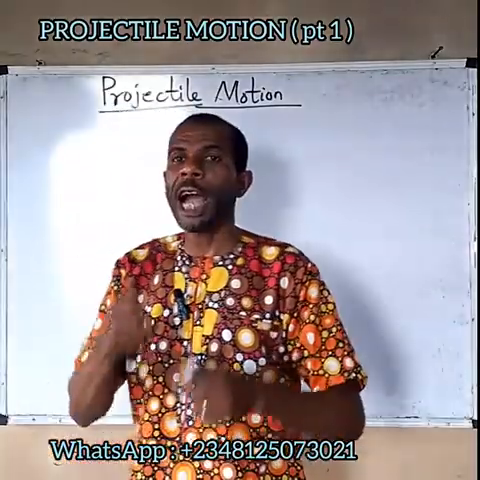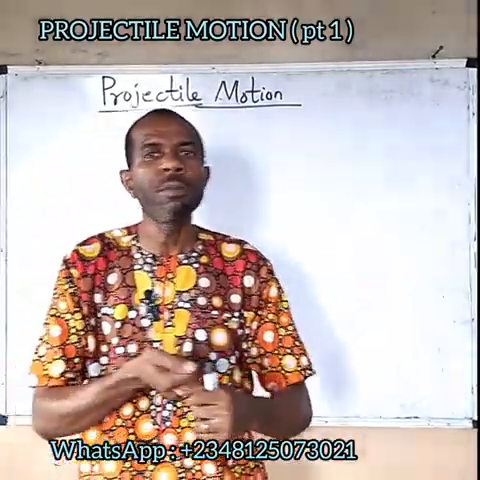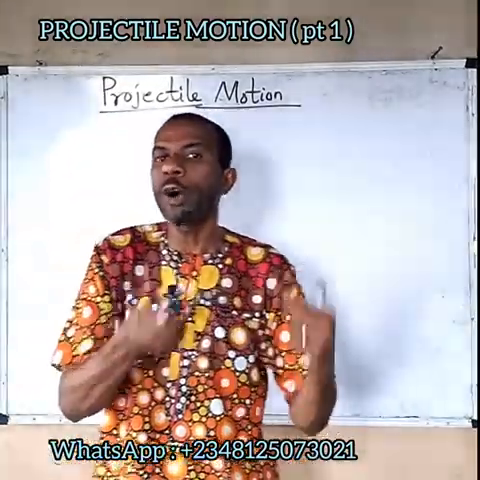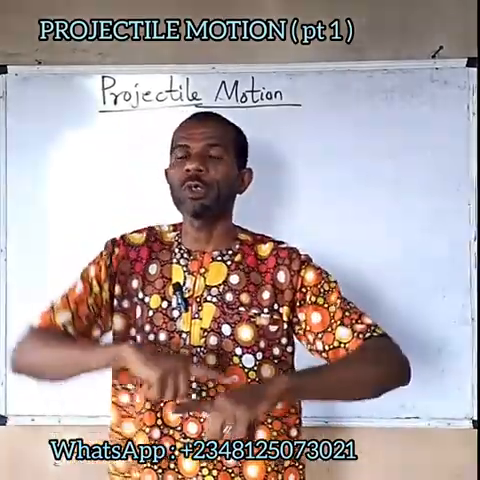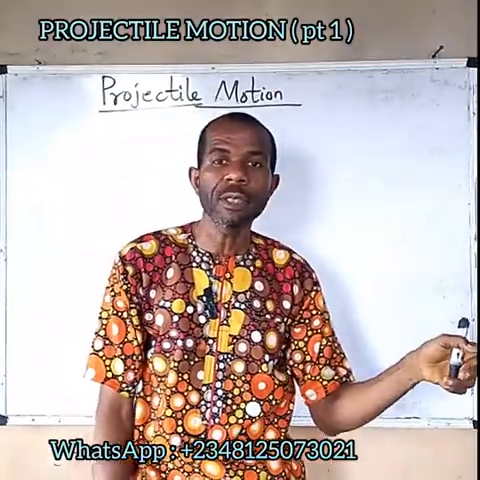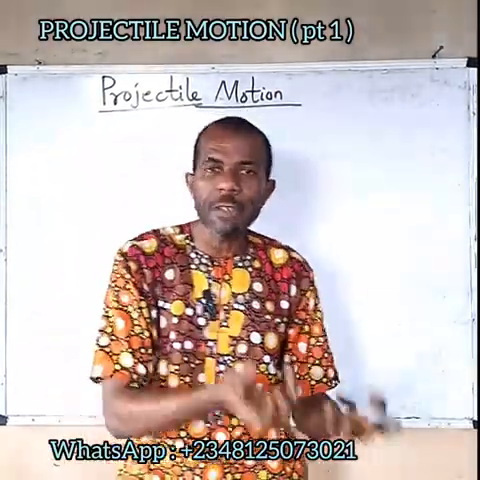For example, an arrow that is shot from a bow, or a bullet shot from a gun, will not go straight. It will move through a curved path, which is called a parabola.